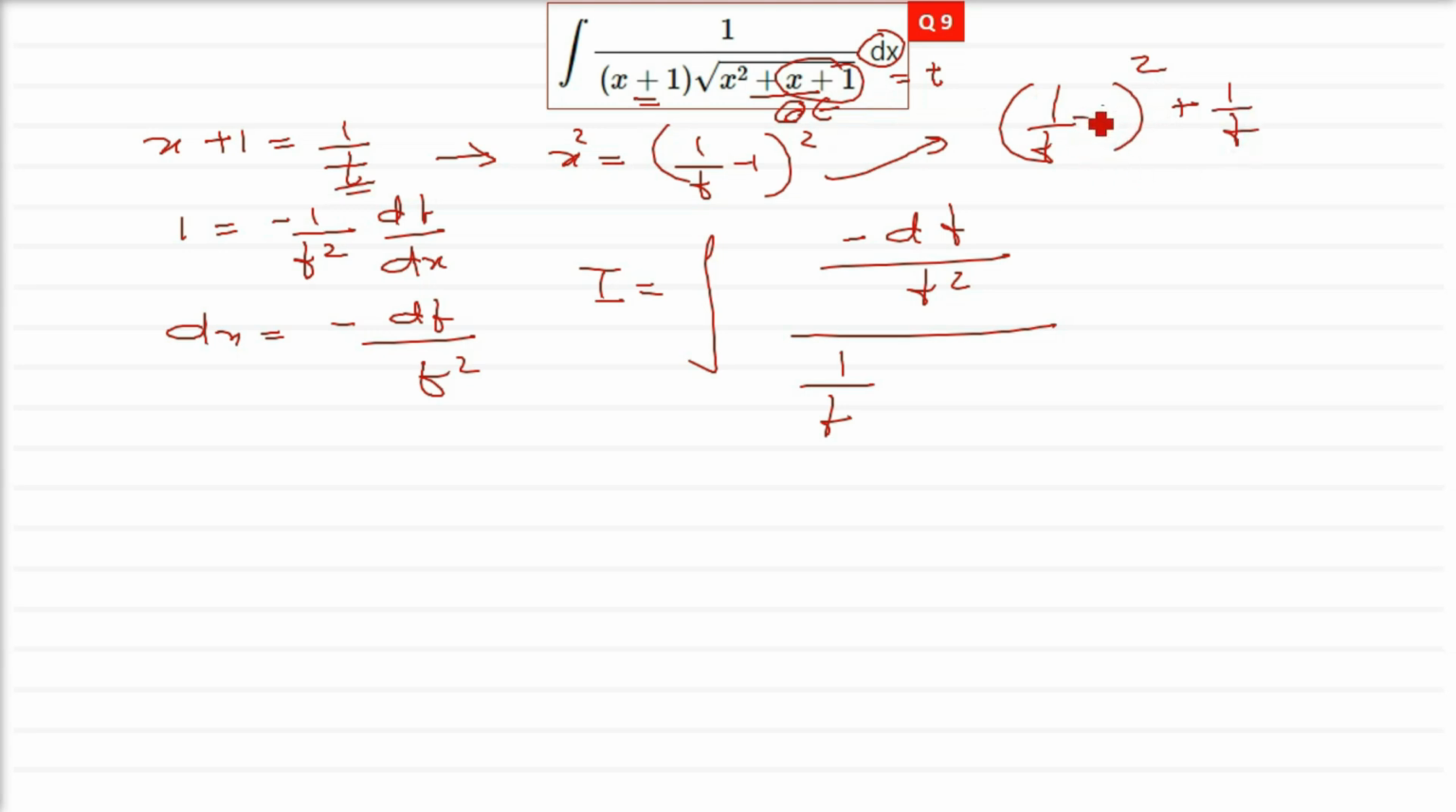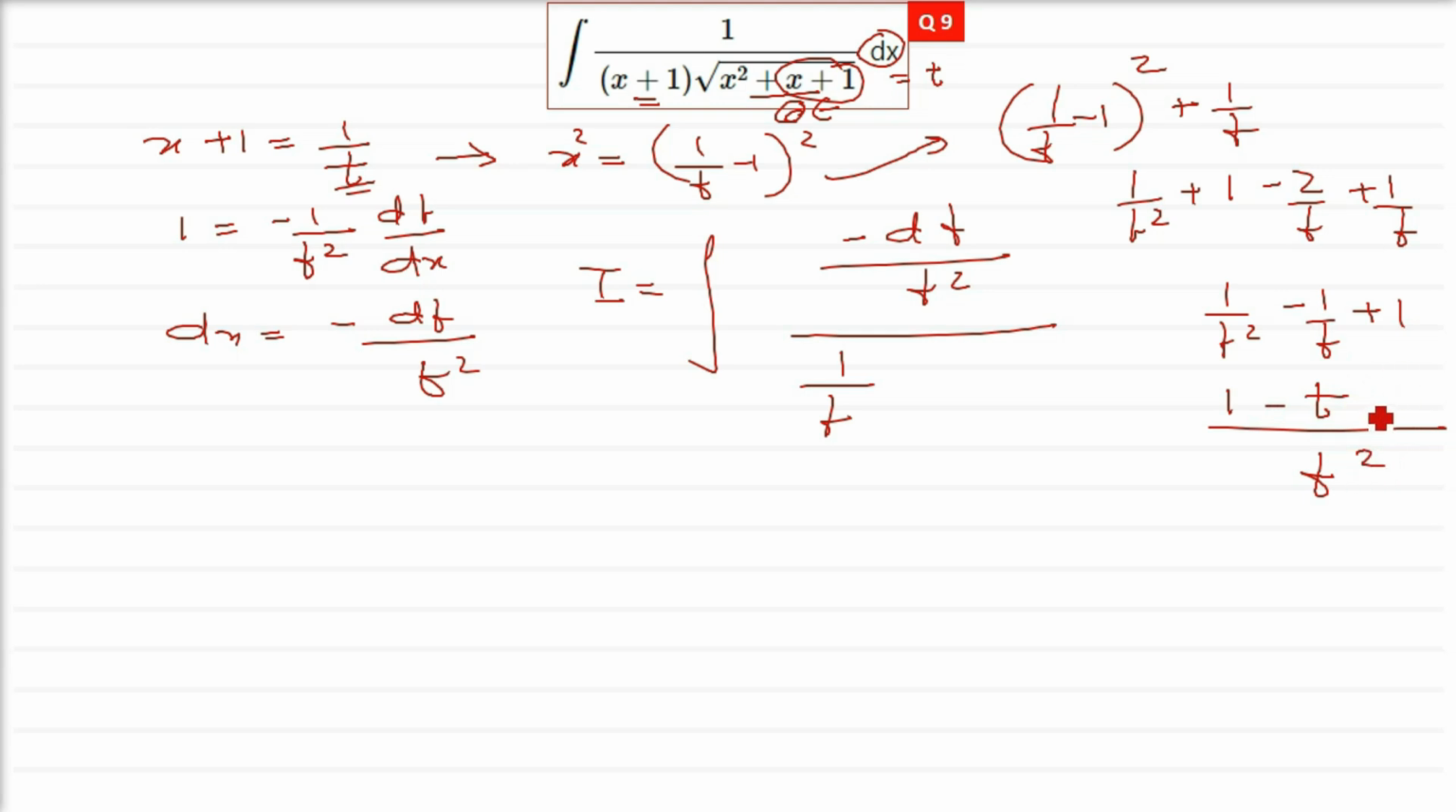So what is the benefit? Let's square it. A minus b whole square we are applying: a square plus b square minus 2ab. And then we have 1 by t also. This will be 1 by t square. 1 by t minus 2 by t will be negative 1 by t. And this is 1. Now take the LCM, t square. This will be 1. This will be t. And this is going to be t square.